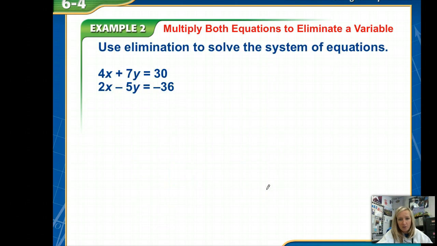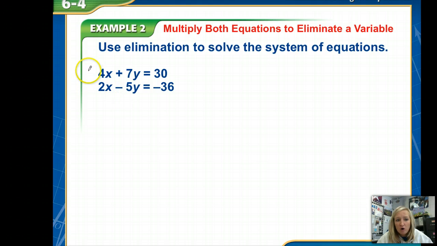All right, let's try another one. So I have 4 and 2, and I have 7 and negative 5. So I could multiply my whole top by 2 and my whole bottom by 4, or I could multiply my whole top by negative 5 and my whole bottom by 7. Again, it doesn't matter. What you're doing is finding the least common multiple, either between your x's or your y values, and then you will multiply each equation.